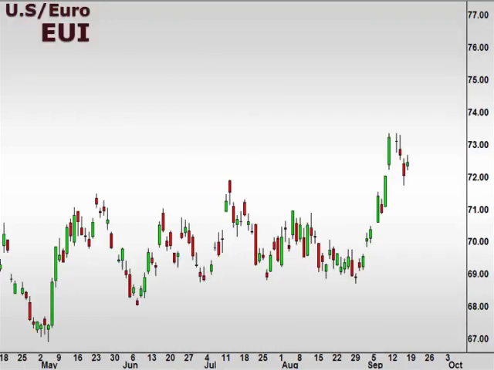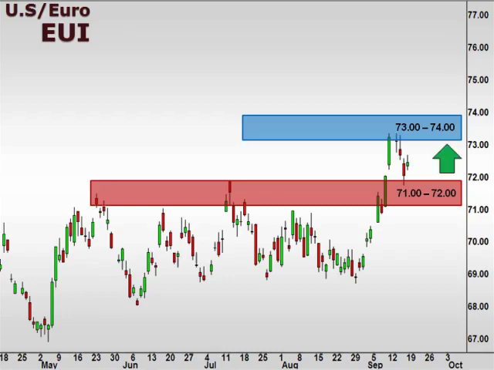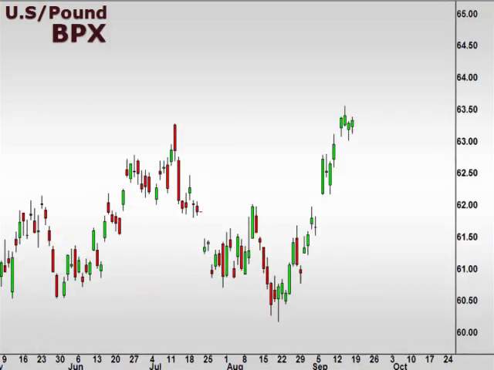Let's take a look at the EUI, the US versus the Euro. Well, the EUI pulled back to test a key support at 71-72, leaving the 73-74 focal zone sitting as a key overhead resistance. We may see a retest of this level, and a break above 73 opens the window for a continuation to the upside. However, once again, we are considering Wednesday's FOMC meeting as having an important influence on the continuation of the EUI to the upside.